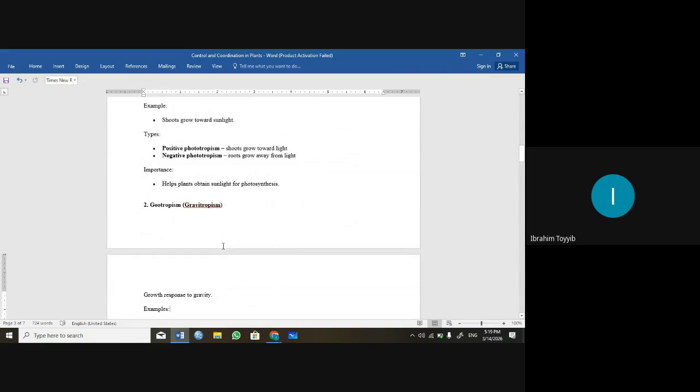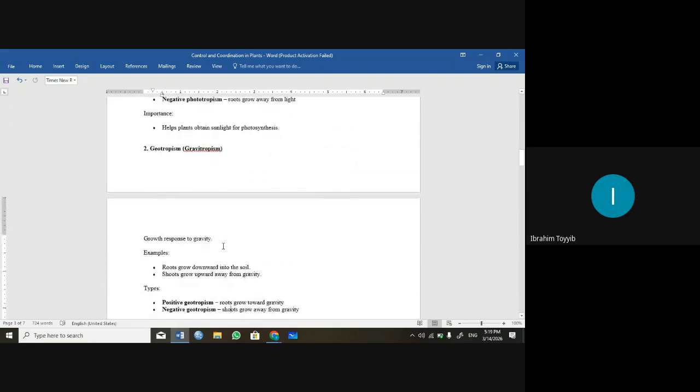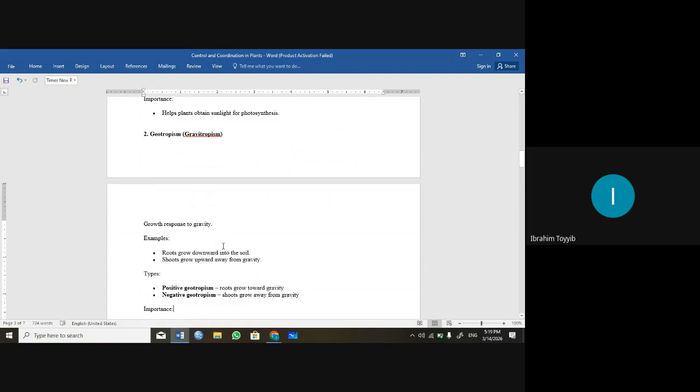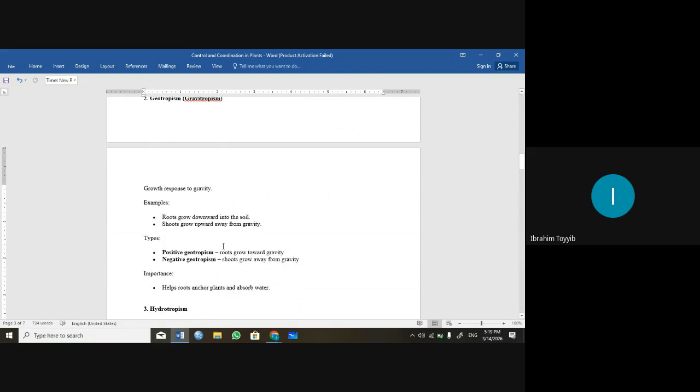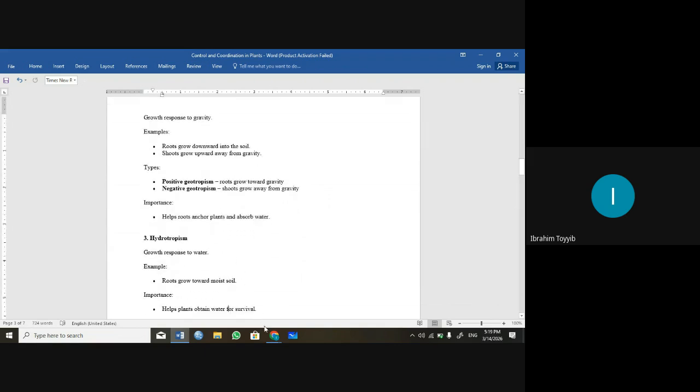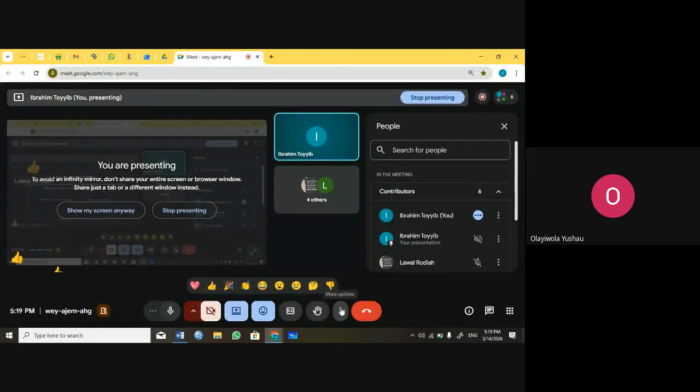The second one is geotropism or gravitropism, which is about gravity, the force that draws something towards the ground. Here the root is moving towards gravity because it is moving downward. The shoot is moving upward towards the light, so the geotropism in the shoot is negative because it is moving away from gravity. I hope you are following me. Yes, sir. Okay.